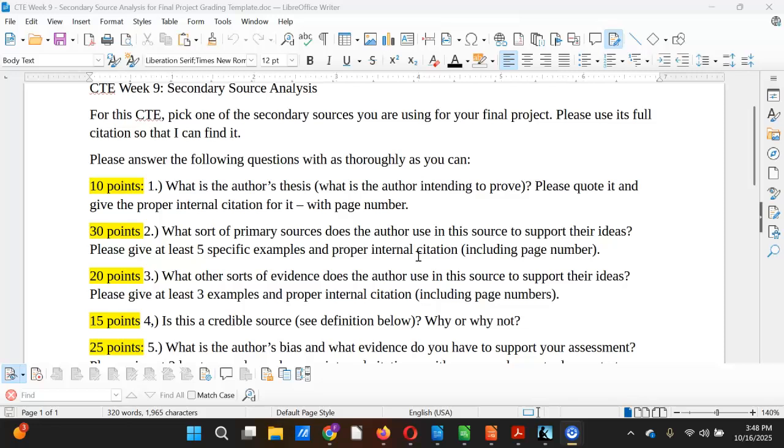If you didn't quote the thesis, as it says here exactly, please quote it and give the proper internal citation for it with the page number. If you didn't do that, then the best you were going to get was a 6.